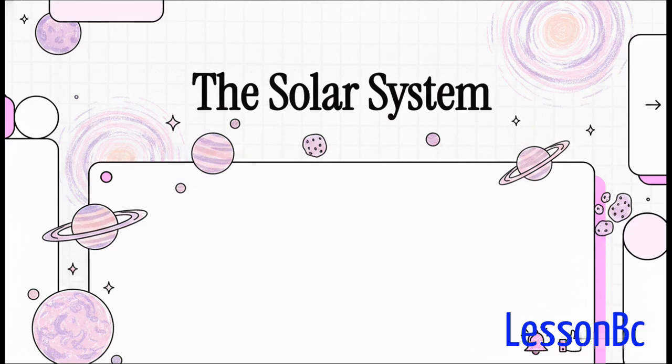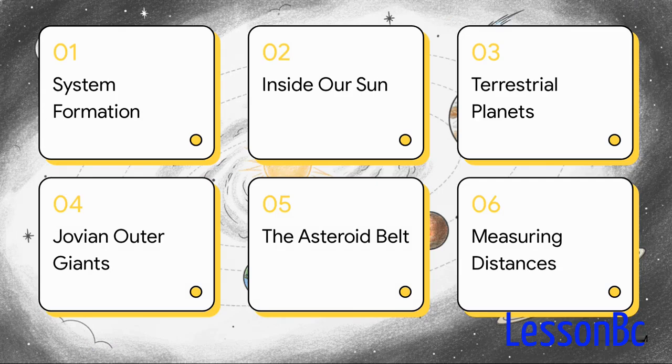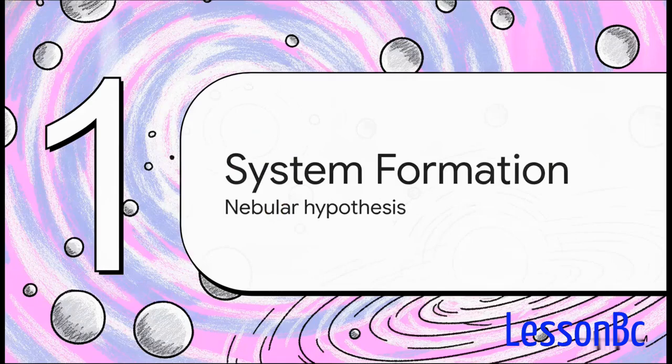We've got a fantastic explainer for you today, exploring the origins, the structure, and the immense scale of our local cosmic neighborhood. Here is a super quick look at our agenda. We are tracing a journey from the very birth of the solar system, 4.6 billion years ago, all the way out to the math we use to measure the stars. 6 quick sections, so let's just dive right in. Section 1. Solar System Formation.